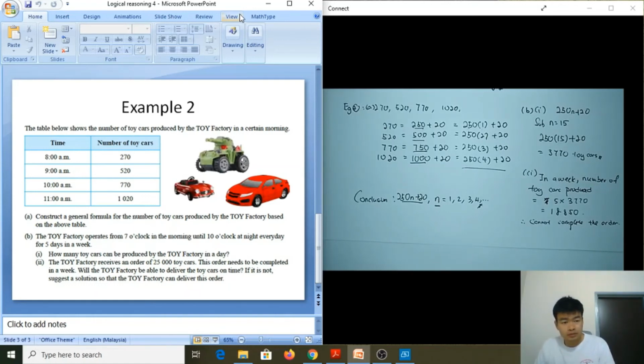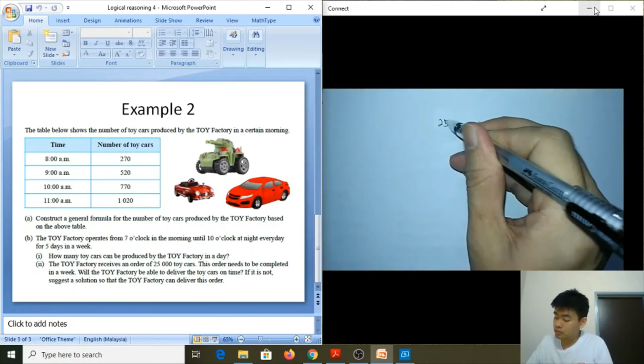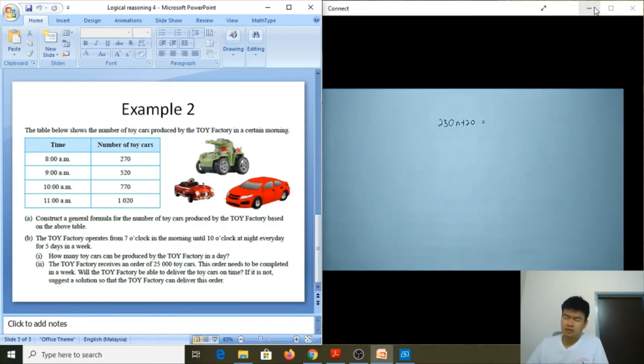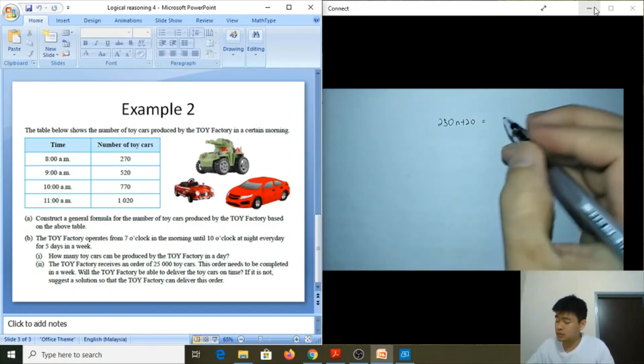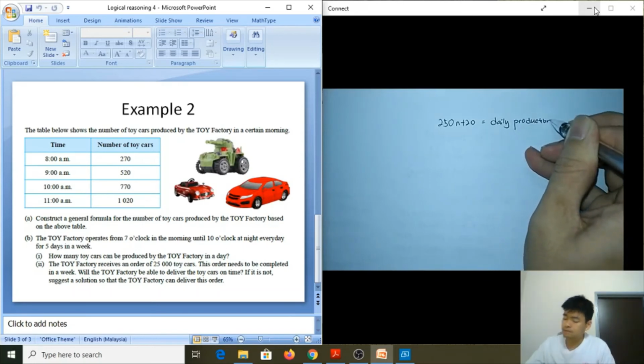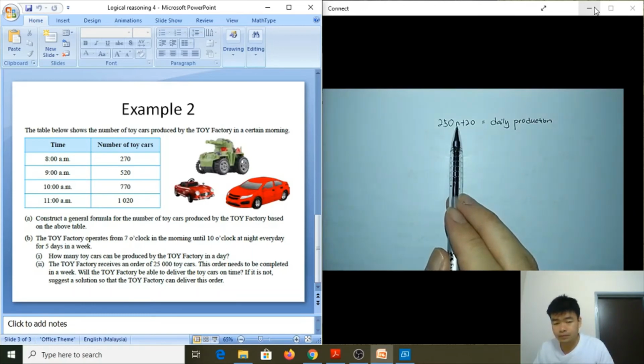Let's take a look at the formula that we just got from part A. Okay, so this is the formula, 250n plus 20. Take a moment and think. This formula actually tells us what? The formula is telling us the daily production of the factory, and this n here constitutes the number of hours working daily, right?